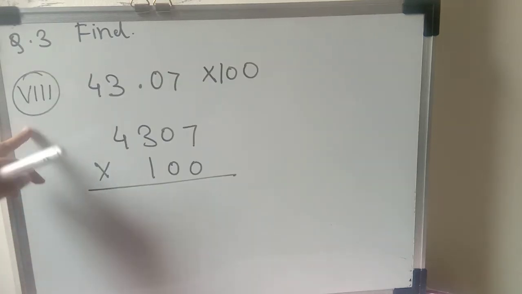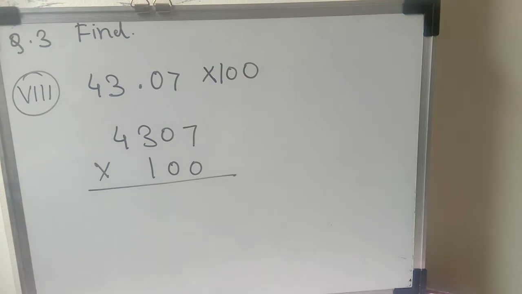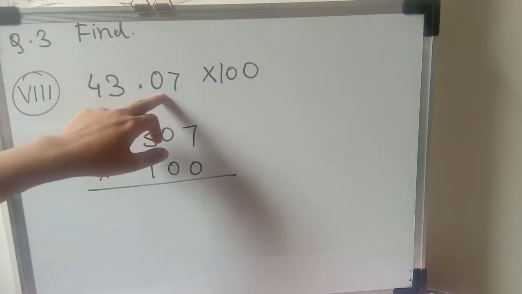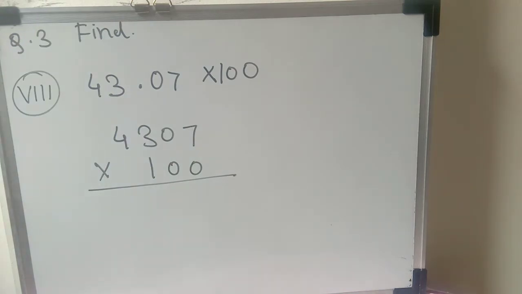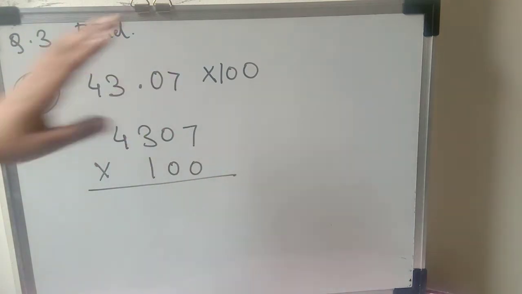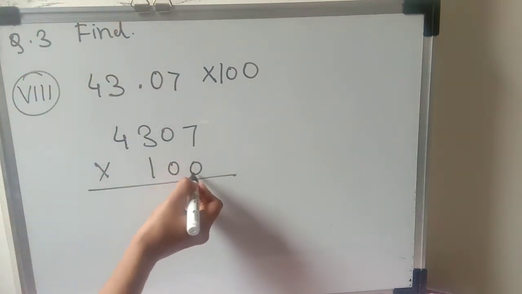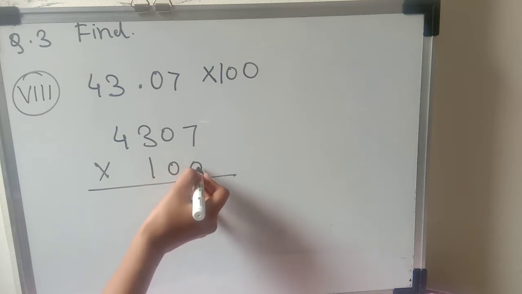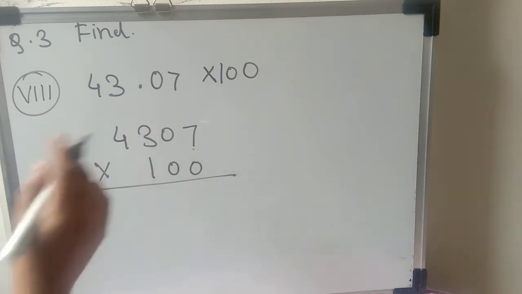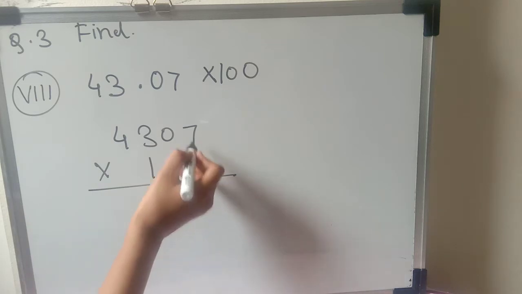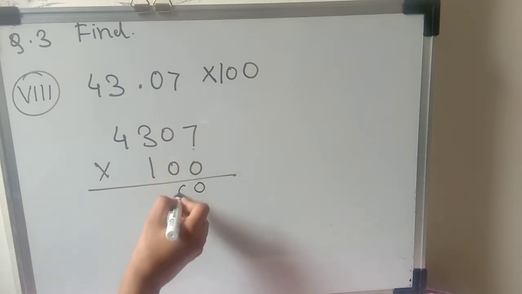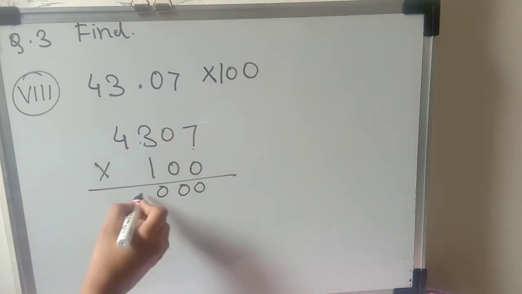Now I am going to solve the 8th example from question number 3, where we have to multiply 43.07 with 100. Let's see how to do the multiplication of a decimal number with 100. Okay, so here two zeros are there, and in the first number 4 digits are there. Okay, so here 0 sevens are 0, 0 zeros are 0, 0 threes are 0, 0 fours are 0.